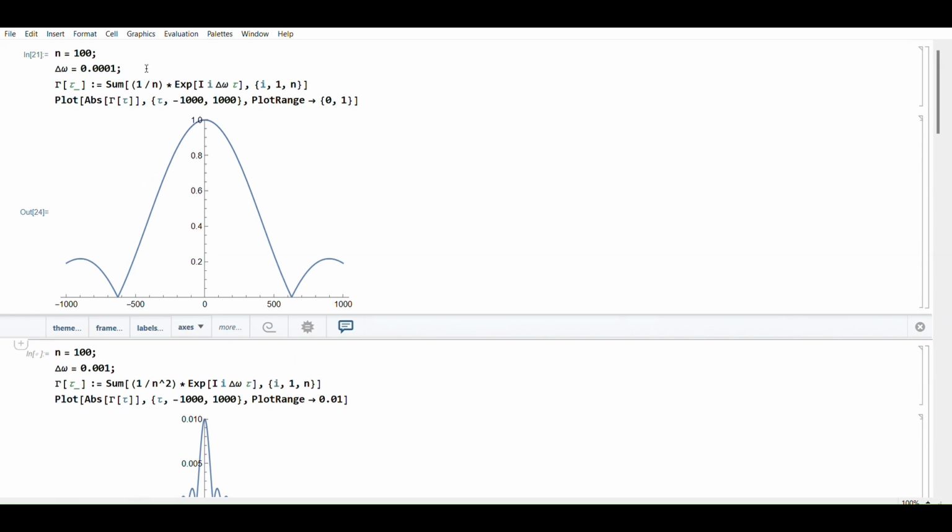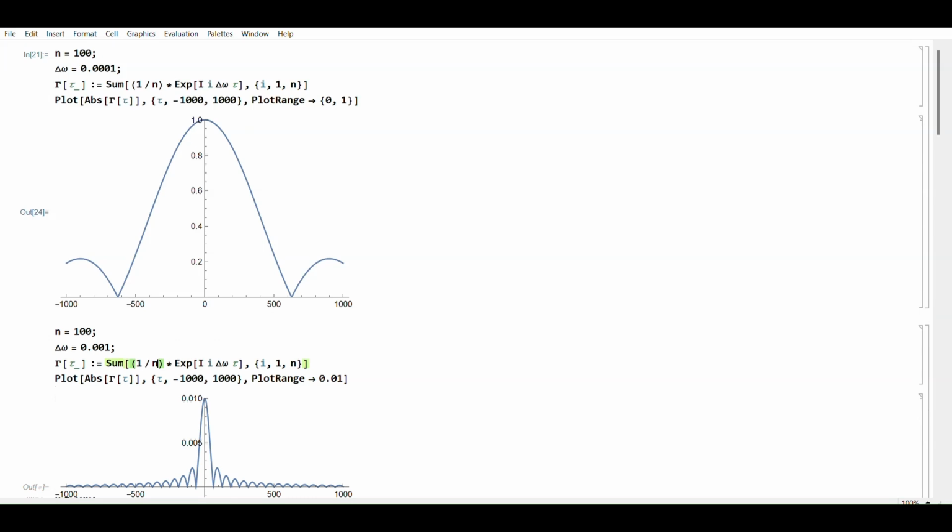So this is for n equal to 100 and delta omega equal to 0.0001. Let me fix it for other examples as well. This is for different omega, but I need to change my mod an squared, and I need to change this plot range as well. So why is it going to 1? Because mod an squared is 1 over n, which is 1 over 100, and then we are adding it 100 times. So 1 over 100 times 100, that will give you 1.